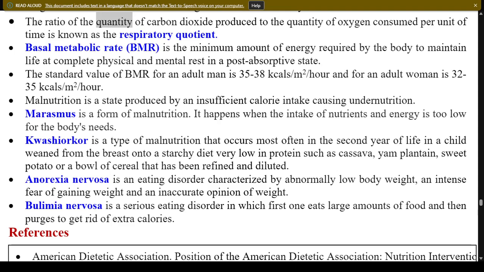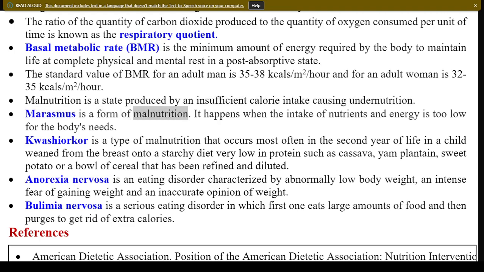The ratio of the quantity of carbon dioxide produced to the quantity of oxygen consumed per unit of time is known as the respiratory quotient. Basal metabolic rate, BMR, is the minimum amount of energy required by the body to maintain life at complete physical and mental rest in a post-absorptive state. The standard value of BMR for an adult man is 35 to 38 kcal/m2/hour and for an adult woman is 32 to 35 kcal/m2/hour. Malnutrition is a state produced by an insufficient calorie intake causing undernutrition.